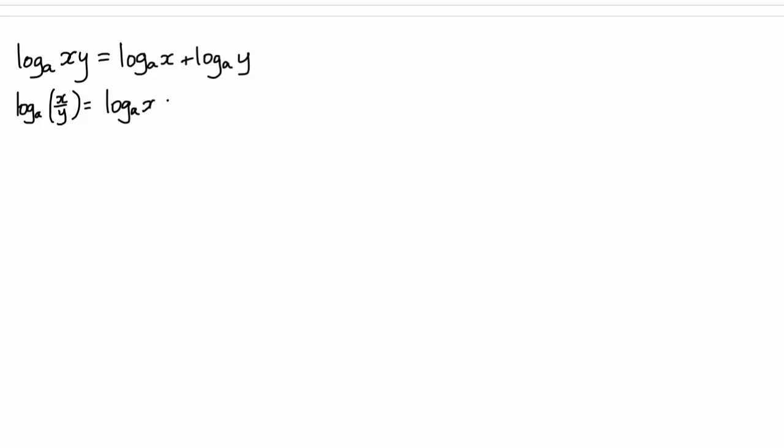So the first log property, and it's a generalized base I'm using, it's true for any base. The log of xy is equal to the log of x plus the log of y. And this is sometimes called the multiplication law. We have the log of a fraction is equal to log of the numerator minus the log of the denominator, the division law.